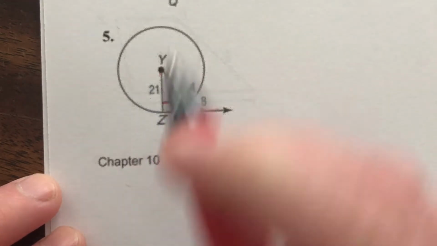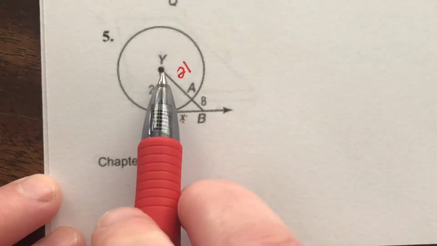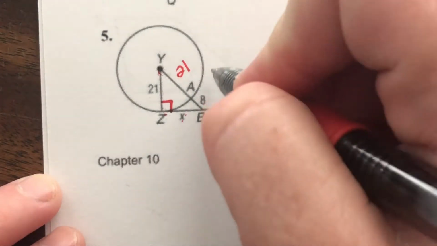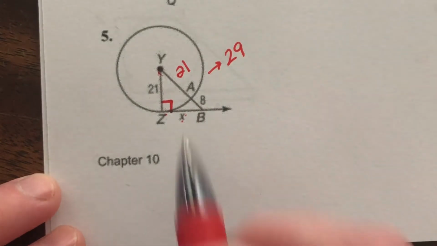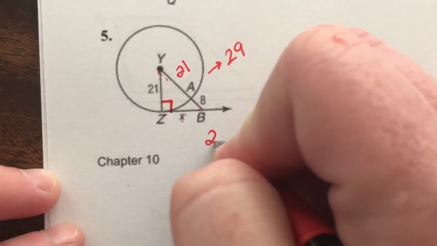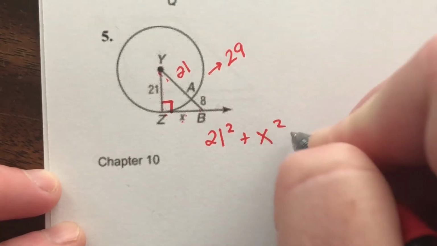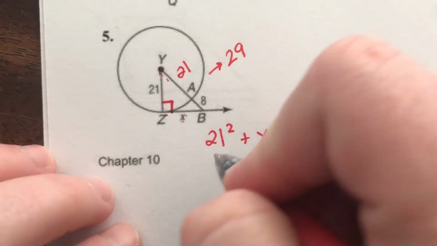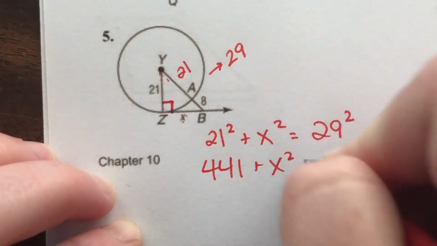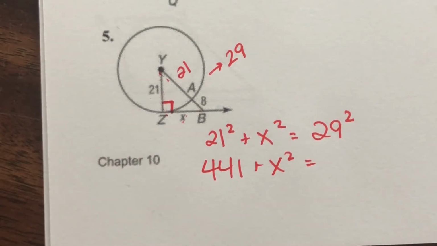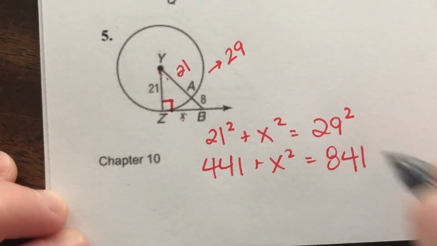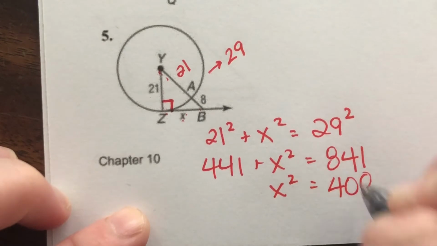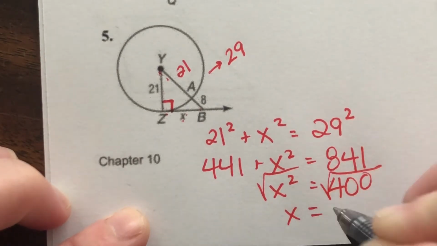That means this part right here is 21. And the entire YB line is made up of YA plus AB. So 21 plus 8 equals 29. So the hypotenuse is 29. So 21 squared plus the other leg squared equals 29 squared. 441 plus x squared equals 841. And minus 441 on both sides. X squared equals 400, square root. So x is going to equal 20.